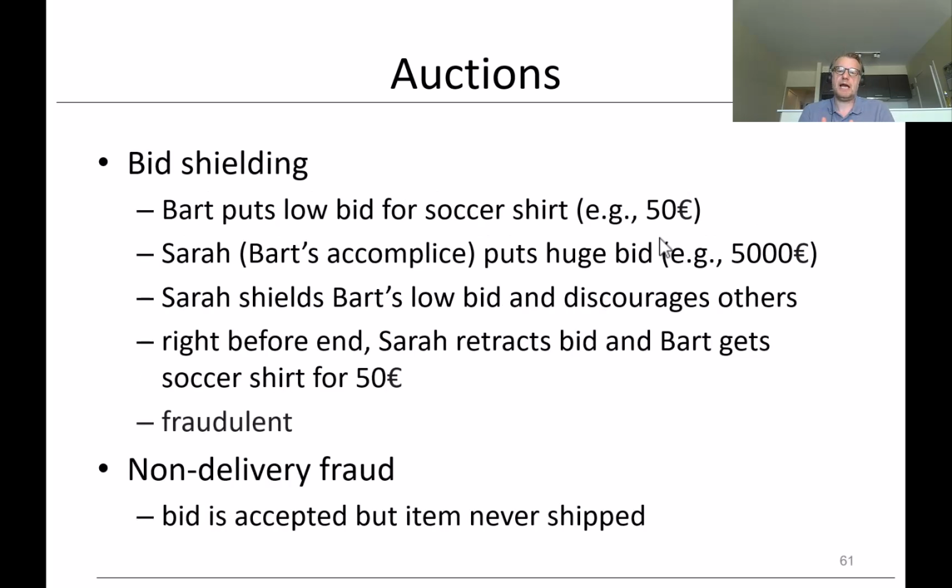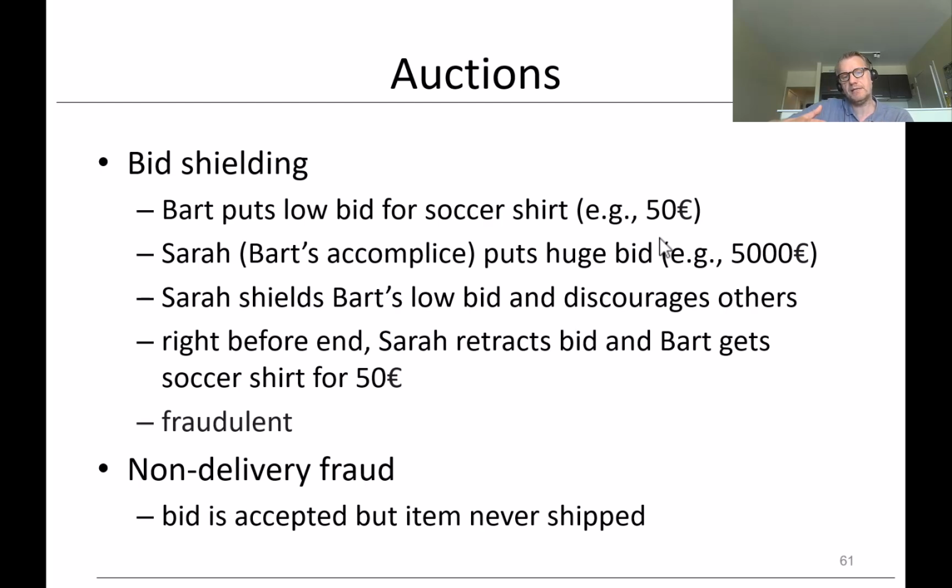Bid shielding means that you try to shield your bid, so as to end up paying a lower price for the item. So Bart puts a lower bid for a soccer shirt, let's say 50 euros. So let's say that I want a Club Brugge soccer shirt. I put a low bid in there, 50 euro, and my accomplice, Sarah again, puts a huge bid, 5,000 euro.